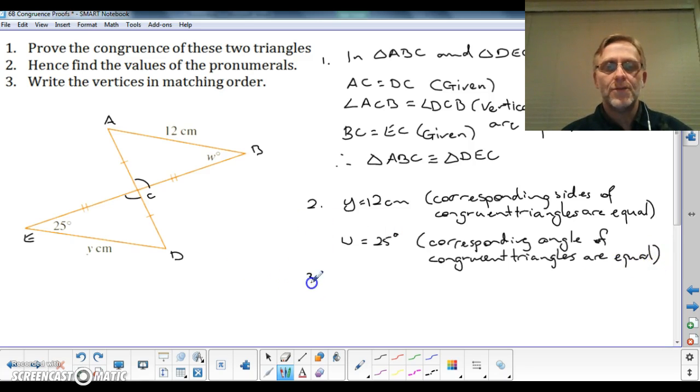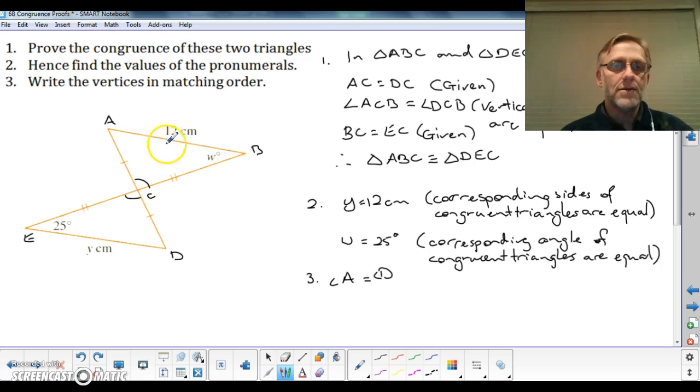Right, question part number 3. Write the vertices in matching order. The question is asking you, are you absolutely sure that you know which angles are corresponding to each other? Well, yeah, I'm pretty sure. Okay, if this is the short side and then the 12 centimetre side, angle A has got to be equal to angle, well, short side and Y. I know that they're the same, so it's got to be equal to angle D. So let's put it like that. Angle A is equal to angle D.